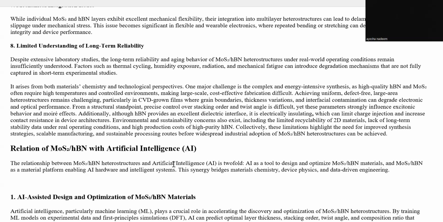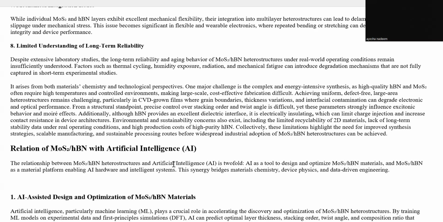From a structural standpoint, precise control over stacking order and twist angle is difficult, yet these parameters strongly influence excitonic behavior and Moiré effects. Additionally, although hBN provides an excellent dielectric interface, it is electrically insulating, which can limit charge injection and increase contact resistance in device architectures.